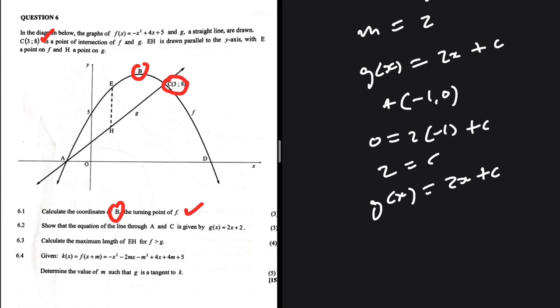We got g of x is equal to 2x plus 2, not c, 2x plus 2. And we are quite happy with that. We are convinced that what we have done is correct. But take a look at this.